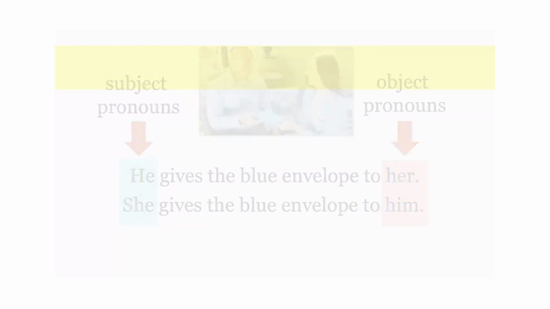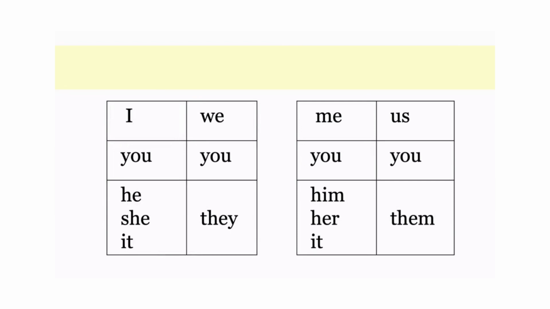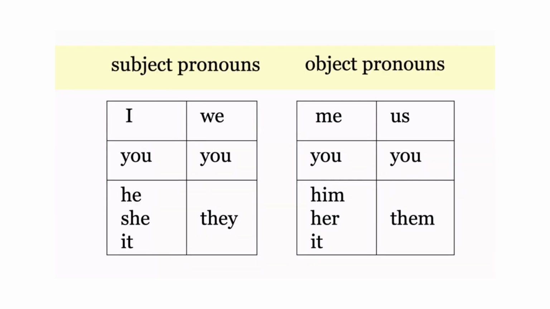Here are both charts side by side. These are the subject pronouns and these are the object pronouns. You can see you is the same for both charts, and it is also the same, but the other pronouns change.